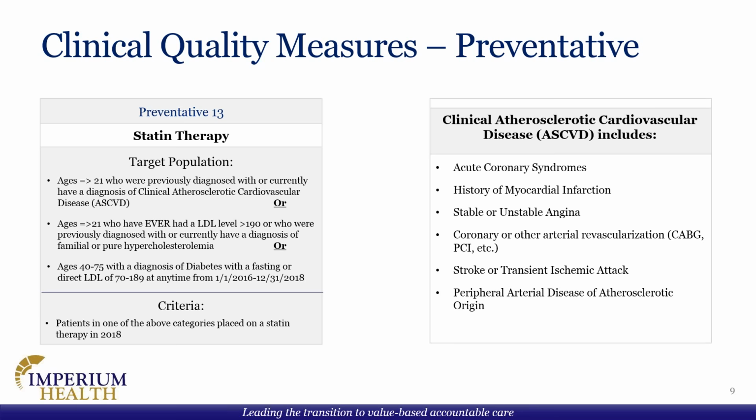This can be one of the tough measures to make sure that we're staying on top of because there are so many different potential patients that can fall into this grouping. I would encourage you to make sure that you're using ACO Health Solutions to identify those patients that will likely fall into this category, as well as using your best clinical judgment. There are no exclusions to this measure except for patients that are pregnant or actively breastfeeding, or patients that have a previous diagnosis of rhabdomyolysis.